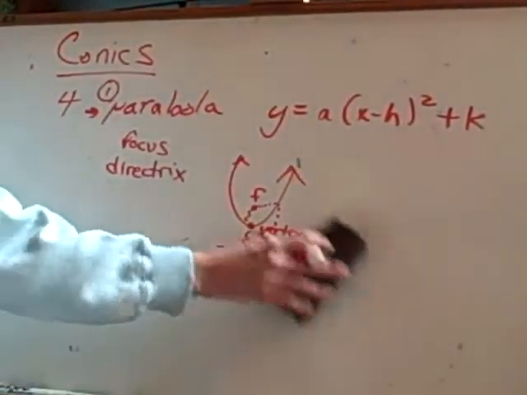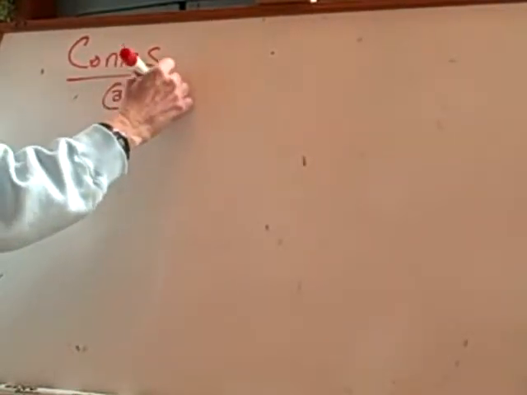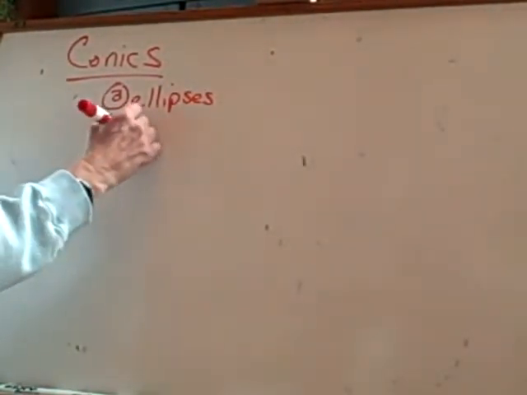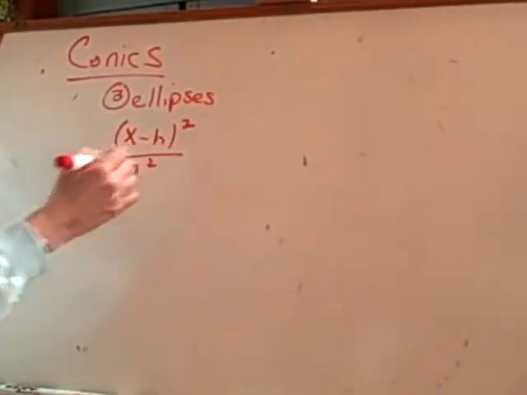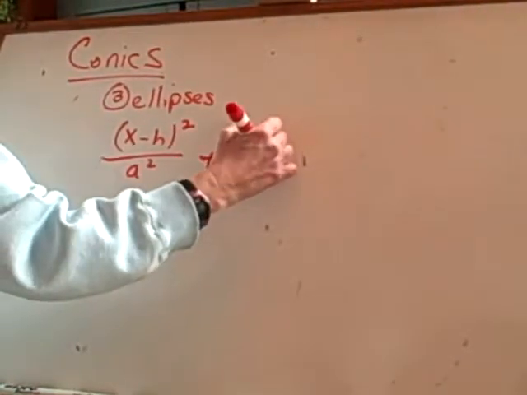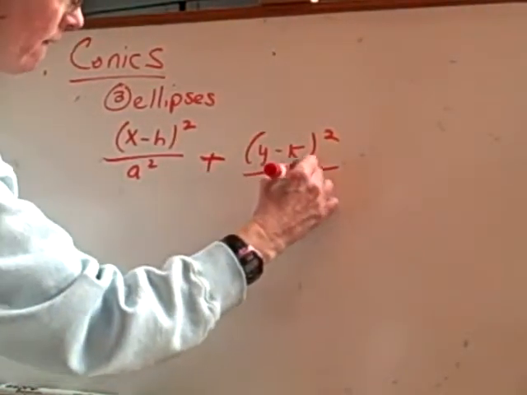Our third conic is going to be what's called an ellipse. Now this is different than the ellipses that they use in English. I don't really remember what those are, so we're not even going to go there. So your general form of an ellipse is going to be the following. It is going to be (x minus h) quantity squared over a squared plus (y minus k) quantity squared over b squared, and it's going to equal 1.